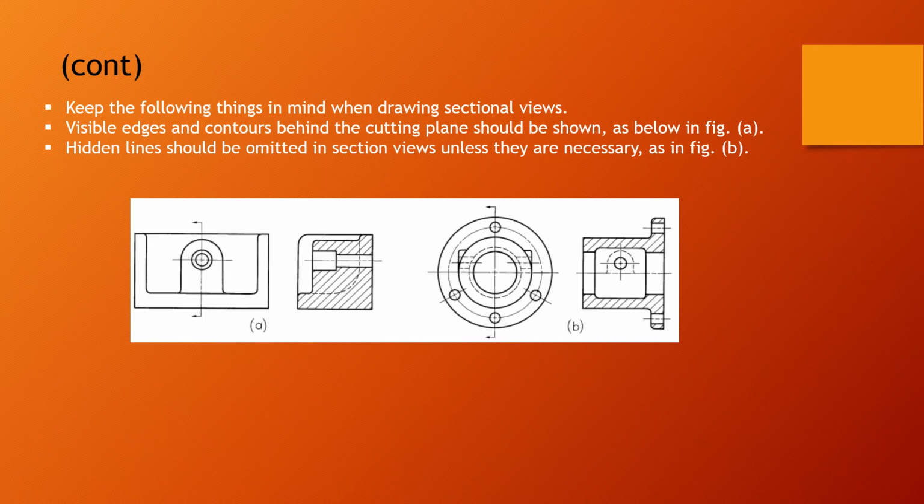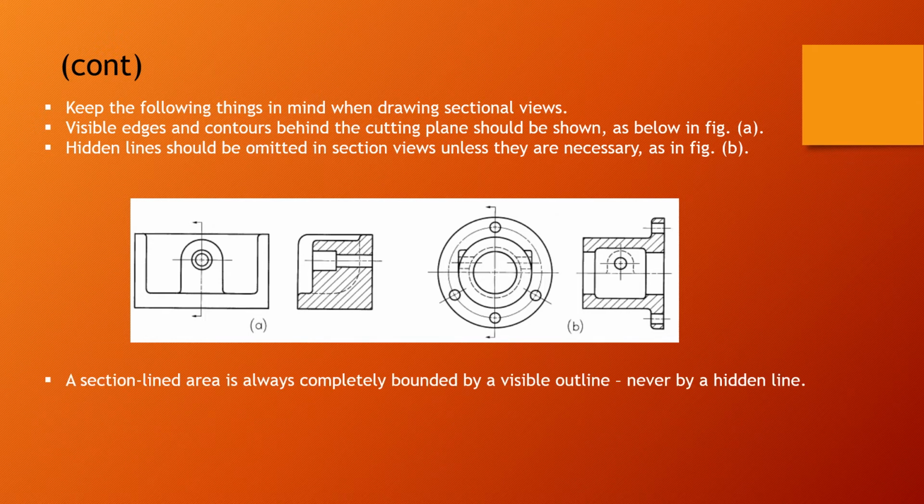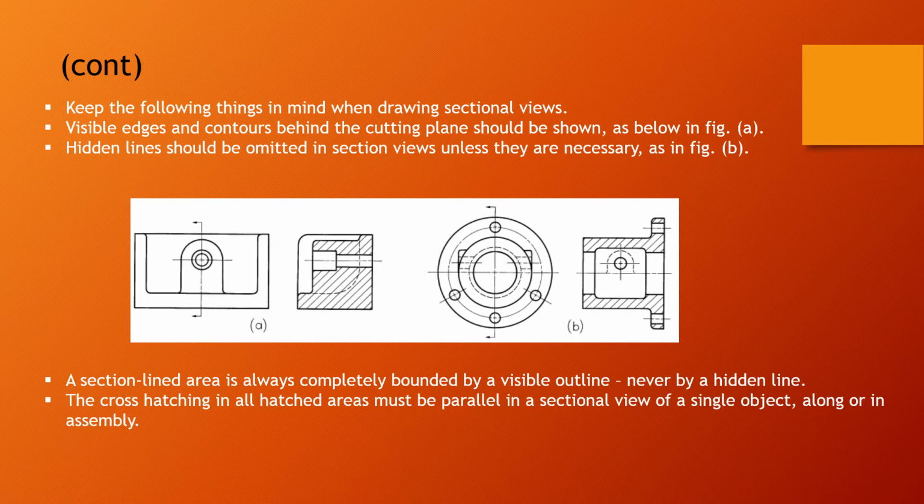You can see it. A section lined area is always completely bounded by a visible outline, never by a hidden line. The cross hatching in all hatched areas must be parallel in a sectional view of a single object or in an assembly.